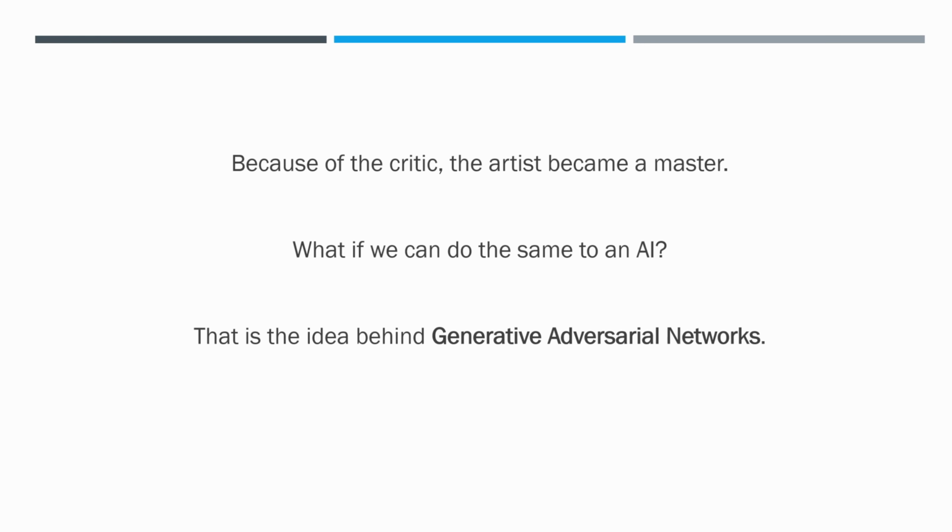Now, if we look at this story, the artist became a master finally because of the critic. It is because of the feedback given by the critic as well as the act of determining that the piece of artwork is not good enough that motivated the artist to master his craft. Now, can we do something similar to an AI? And that is the idea behind generative adversarial networks.